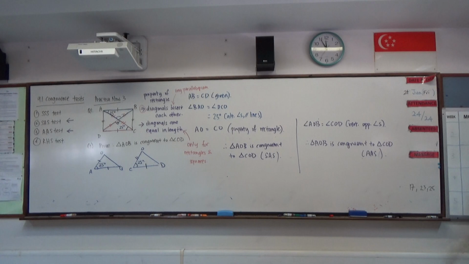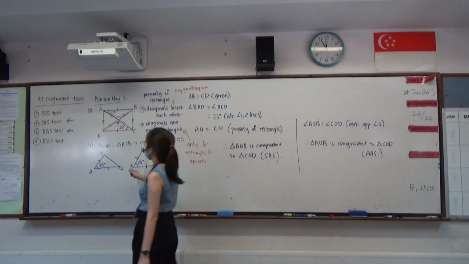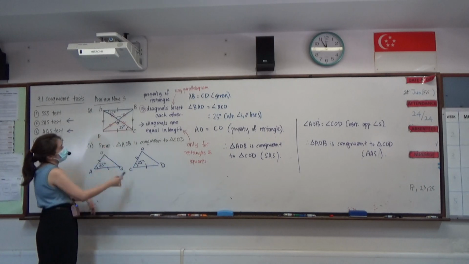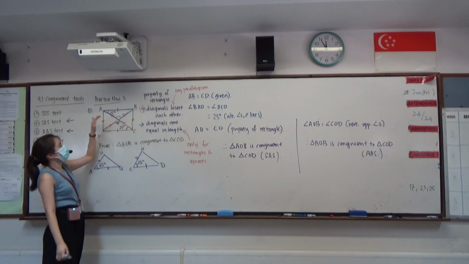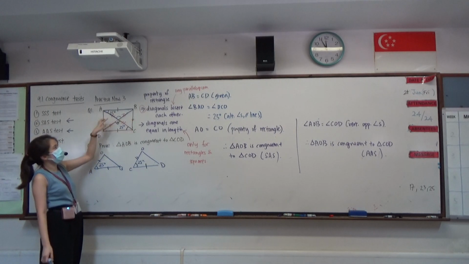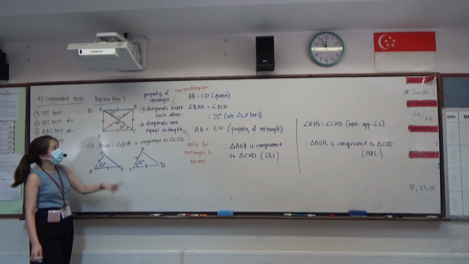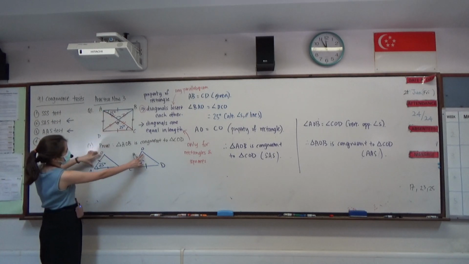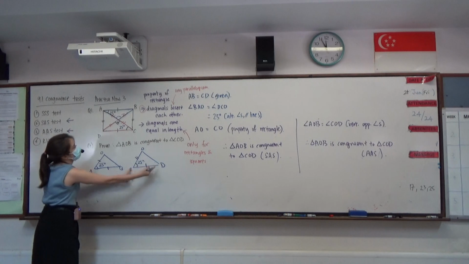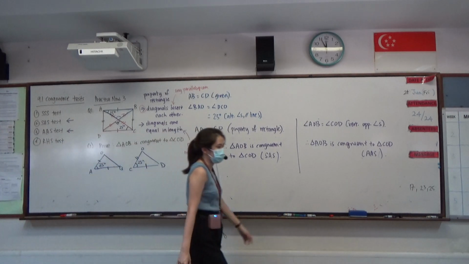In fact, I can also say by the SSS test, if I don't want to use the angles, because after all, the diagonals being equal in length, we have isosceles, and the diagonals bisect each other, so all the parts of the triangle are equal in length. Since this is equal to this is equal to this, and then down here they are equal, we have corresponding sides, and we can then use the SSS test as well.